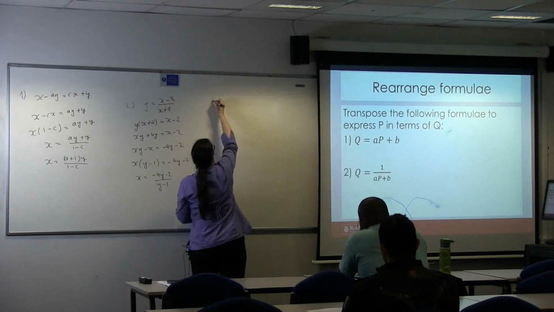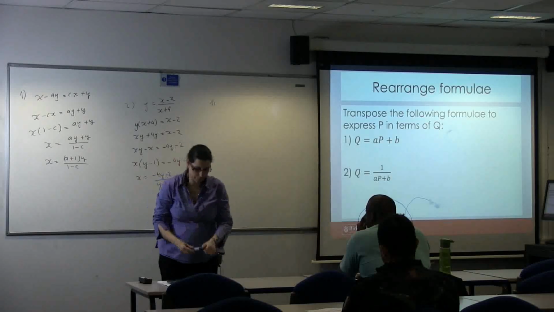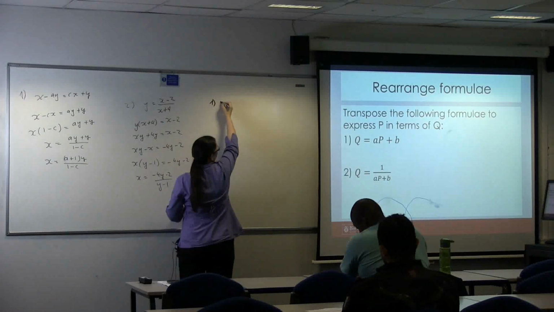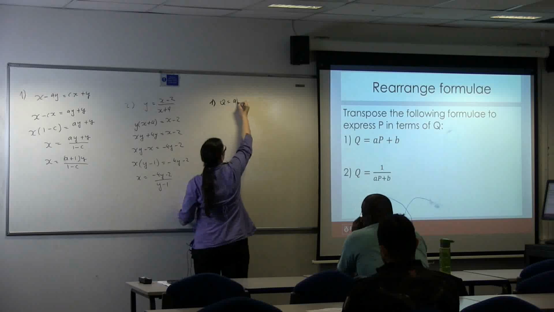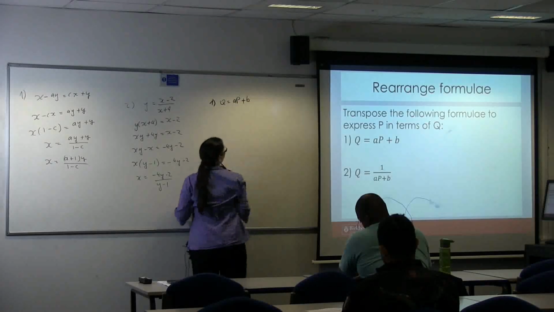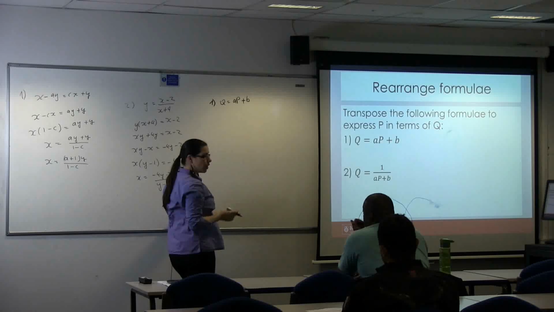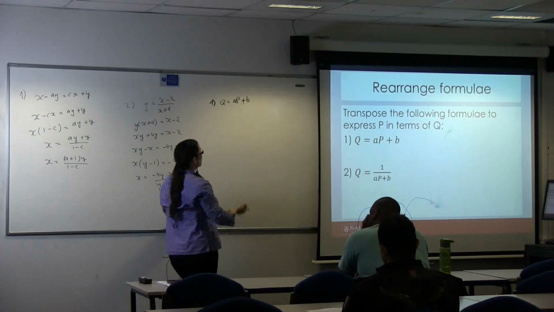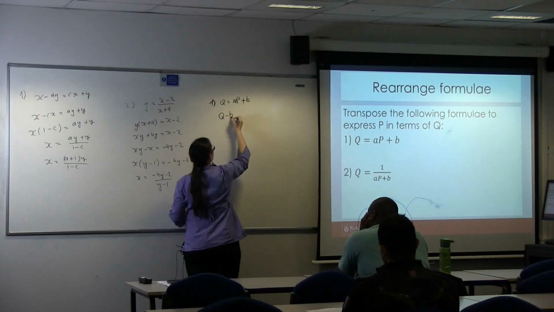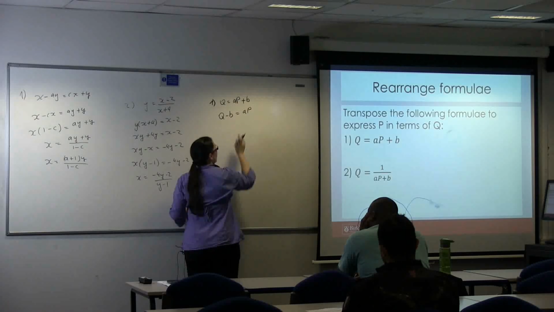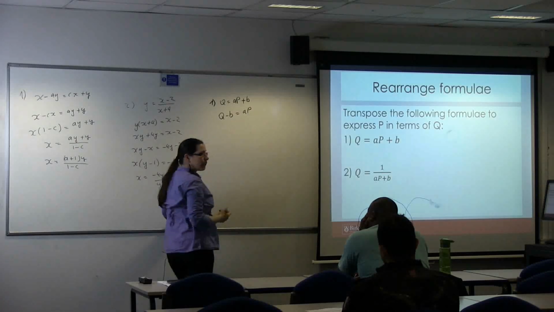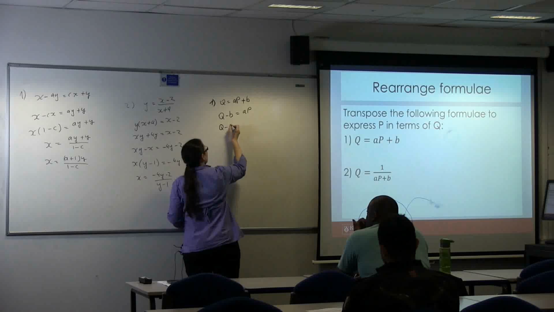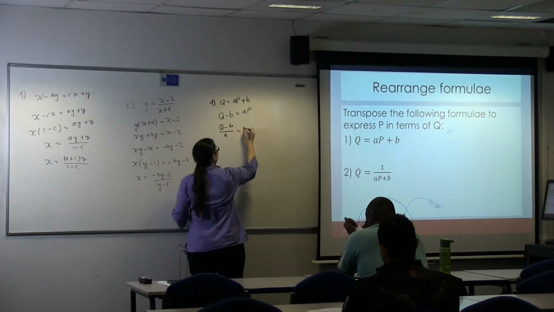So maybe I should change pen. So Q equals AP plus B. I want P in terms of Q. So what I need to do is take the B away, because that's in my way. So Q minus B equals AP. And AP means A times P. So to undo it, I need to divide by A. So then I have Q minus B over A equals P.